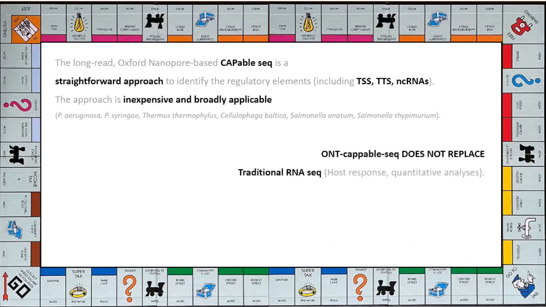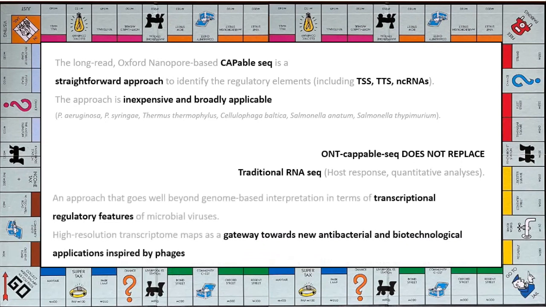That doesn't mean that this technique at all replaces your traditional RNA-seq. This is rough and dirty, so to speak. There's no statistics involved. I mean, no replicates involved. We don't do quantitative analysis. We don't go for an actual host response and seeing how phage infection changes expression levels in the bacteria. We're not doing anything quantitative along those lines. If that's what you're looking for, you of course need to go back to the traditional RNA-seq. But it does allow you to go well beyond simply genome sequencing based interpretation of how your transcription regulation is actually functioning.